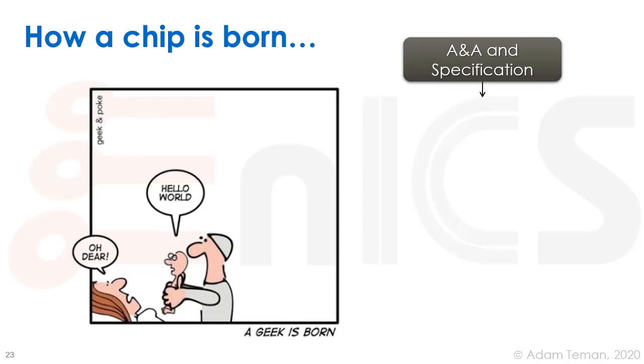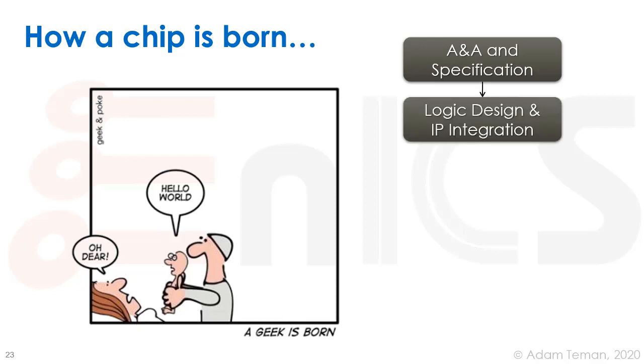Once we have this specification, we can go to logic design and IP integration. IP is intellectual property. That's all kinds of blocks that were developed maybe by a different team or a different company that we bought. We also do the logic design, where we take the architecture and make a detailed microarchitecture. We say how we're exactly going to design our blocks, and then we write our design in a hardware description language such as Verilog.